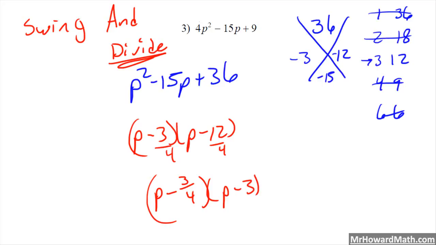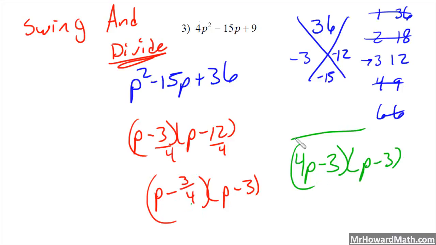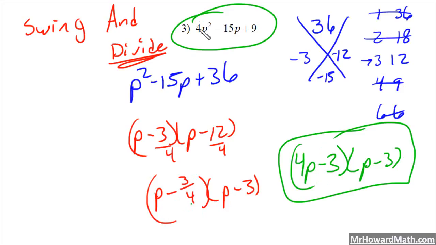Our little shortcut rule said if you have a denominator here and this won't reduce anymore, swing that 4 up right there. So final answer, 4p subtract 3 and p minus 3. So that is our fully factored version of this trinomial right here.